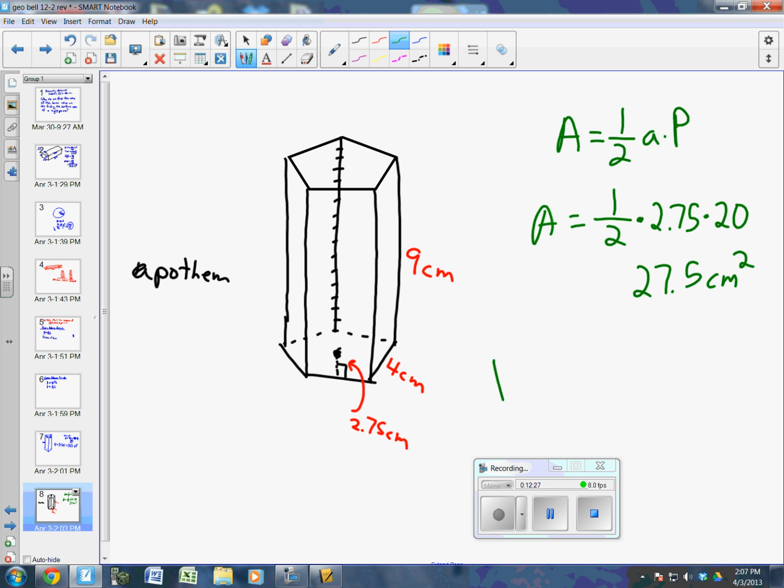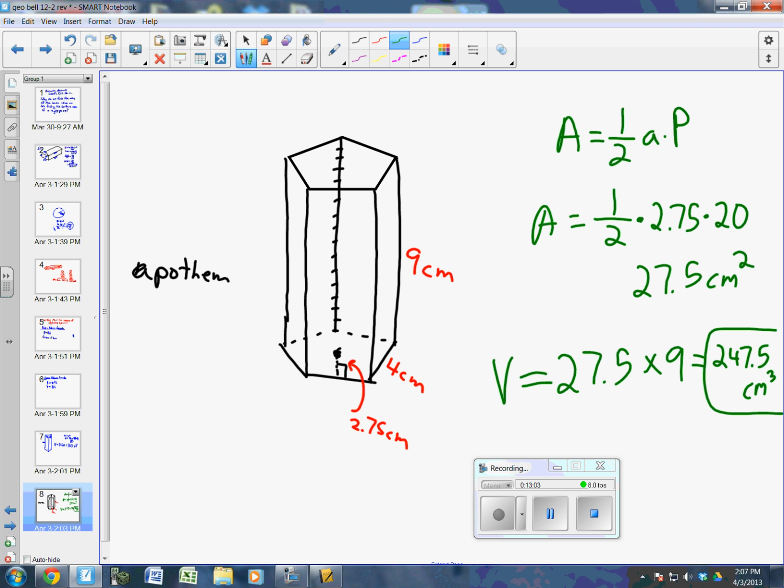So now I got to find my volume. How do I find my volume? How am I going to find the volume, you guys? Base times height. What's the base? 27.5 times what? Times 9. What is that going to give me? Someone do that in your calculator. 247.5 what? Centimeters cubed. And that's how we find the volume of that.